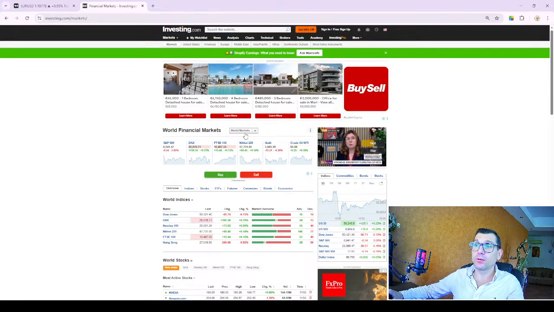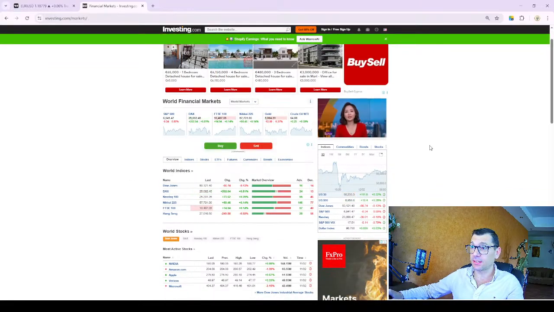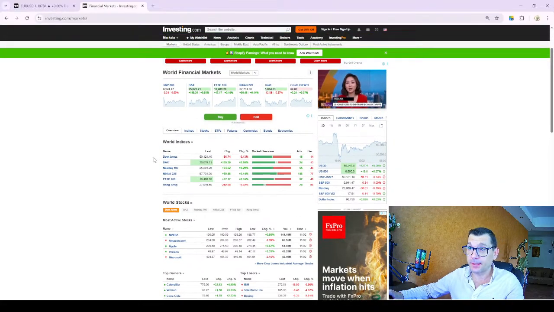So we just look at the world financial markets, just a quick look, but then let's go and discuss and look at these indices and of course the rest of the assets one by one. You see, we can overview indices, stocks, ETFs, futures, currencies, bonds, and economics.